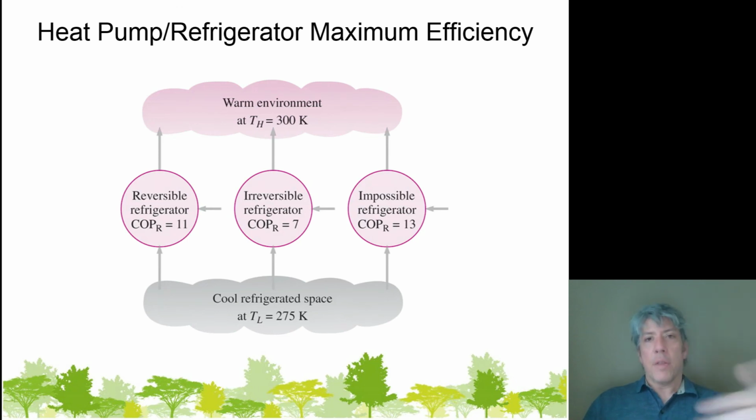Now, if you go through the math and you do some calculations with a cool space at 275 and a warm space at 300 Kelvin and consider a refrigerator's maximum efficiency, you should do it. Go to the equation in the back of the chapter. You should mark these as well that I just had on the last slide, and verify that the maximum coefficient of performance for a refrigerator operating between these two limits is 11 or so. An irreversible refrigerator would have a lower coefficient of performance, maybe 7 or so. It would be impossible to make a refrigerator with a higher coefficient of performance. And a similar thing for heat pumps.